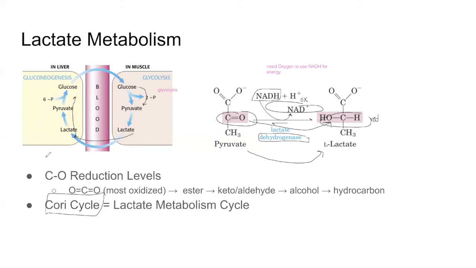And we'll talk about this pathway soon. But the liver will turn the lactate back to glucose, which will be usable again in the muscle. So this kind of cycle of glucose to lactate to glucose again is called the Cori cycle.